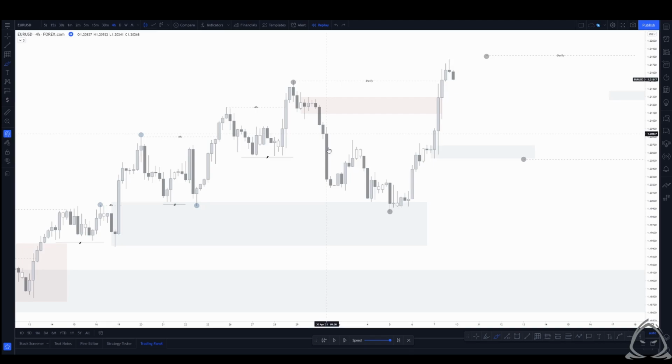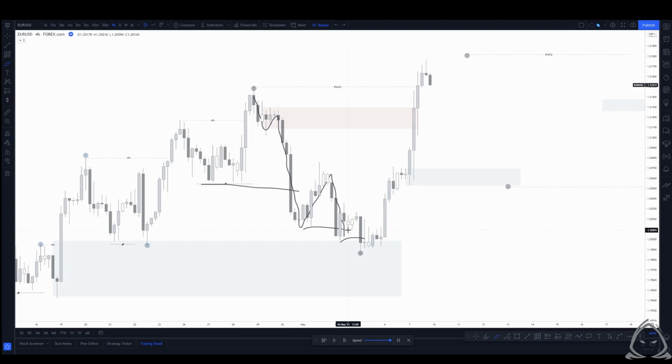Now, of course, from a 4 hour perspective, we can absolutely use this as a structural point and then start to say that we're now creating lower lows and lower highs. We're breaking structure to the downside. There's absolutely nothing wrong with that. So in that case, if we're looking at it here, we would have some substructure. We have minor structure being created within this candle.